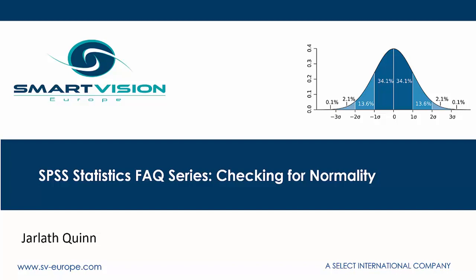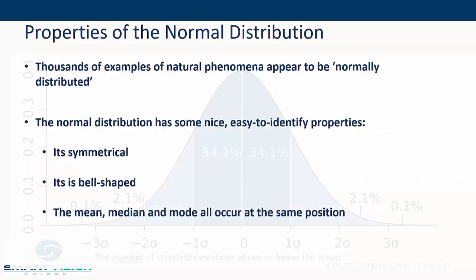Welcome to the SPSS Statistics Frequently Asked Questions series, and in this section we're going to be looking at how we can use SPSS Statistics to check for normality. Now if you're interested in checking for normality, chances are you probably have some understanding of what the normal distribution is, and the fact that there are thousands of examples of natural phenomena that appear to be normally distributed, whether it be temperature, height, weight, strength, or test scores or intelligence.